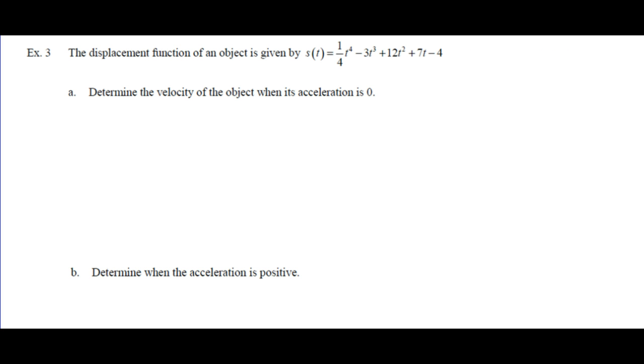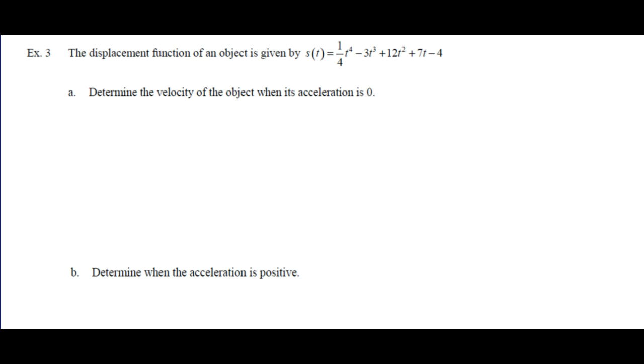That's good for you. The displacement function of an object is given by s of t equals one quarter t to the fourth minus 3t, etc. Determine the velocity of the object when its acceleration is 0. So what are we going to do first? We'll find the first derivative, which is going to give us the velocity. Then we need to know when the acceleration is 0, so we have to find the second derivative to get the acceleration, set that equal to 0, and then go back to the velocity and see how fast it is going when that acceleration was 0.